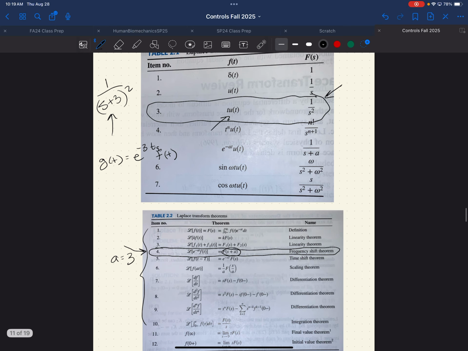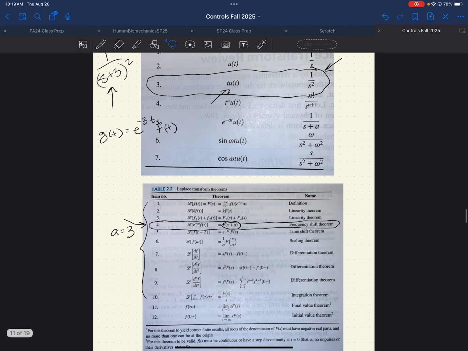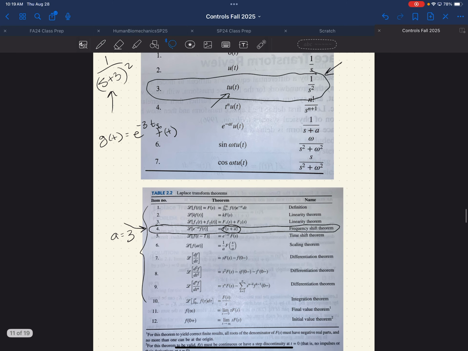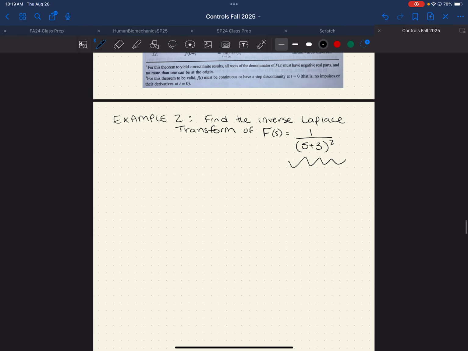Let me try to figure out how I want to explain this because it's kind of like a nested function. So we'll say, if we have something of the form g of t equals e to the minus 3t f of t, then big G of s would be f of s plus 3.